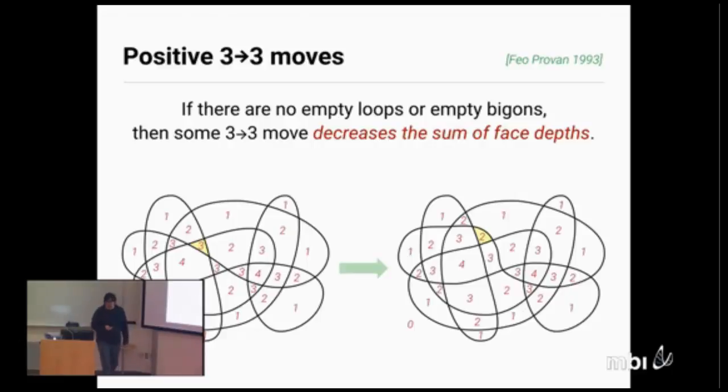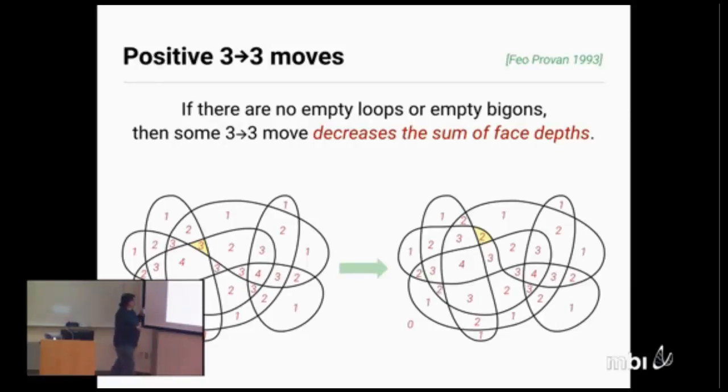Now, 75 years later, people started actually looking at electrical reductions again. And so they developed a different algorithm which has some nice properties. This is by Feo and Provan, published in 1993, but much of the work was done in the mid-'80s.